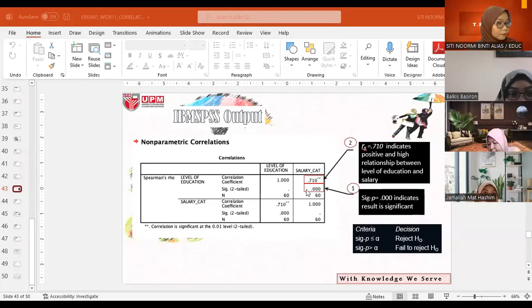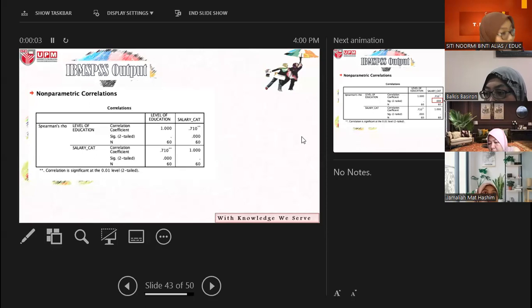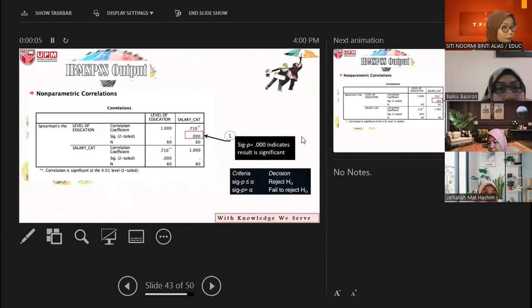Okay. I use this one, so you all use the data that you have. So 0.710 indicates a positive and high relationship between level of education and salary after we compare with the Guilford rule of thumb table. Meanwhile, the significance value.